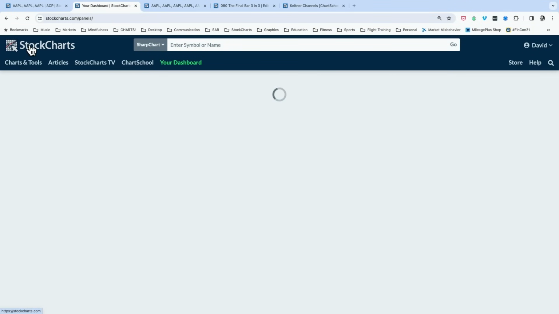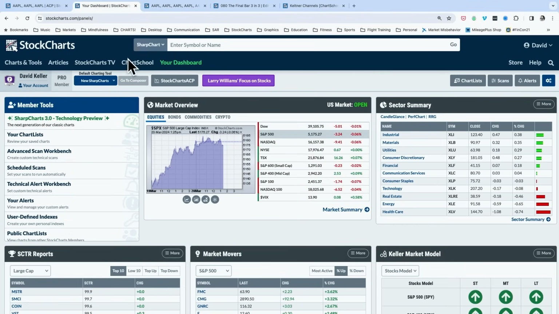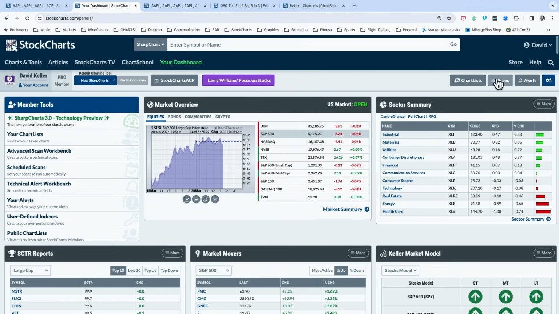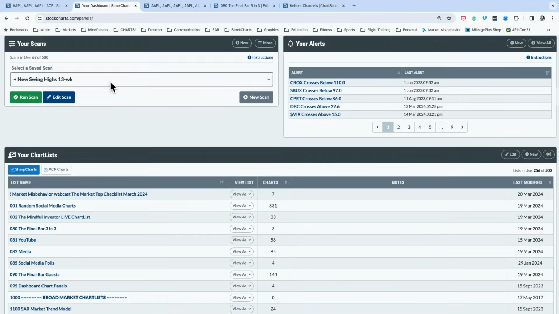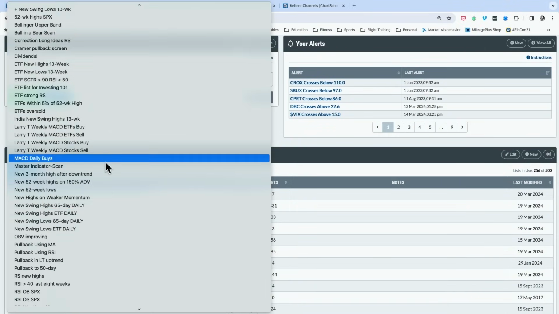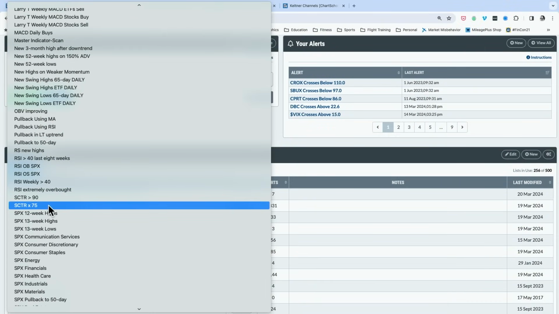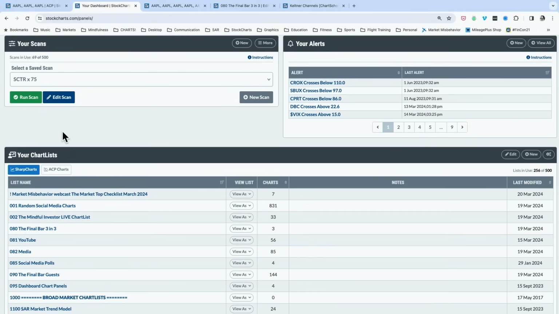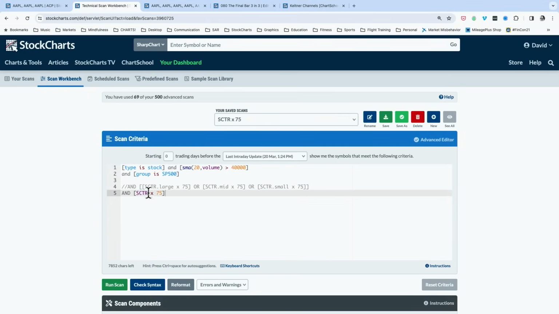Go to the scan engine. An easy way I like to get there is from your dashboard. You can click on Scans. I actually have one that I created particularly looking at this, and I set it up earlier today when I saw the question that you sent in. This is what it is. I'll edit the scan just so you can see it. It's this line right here.